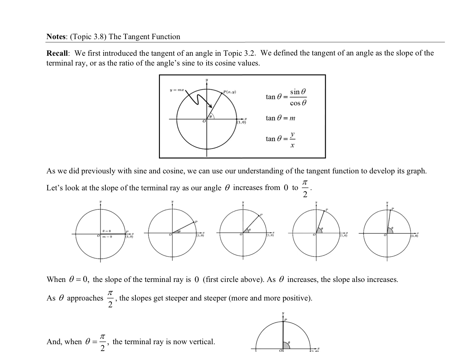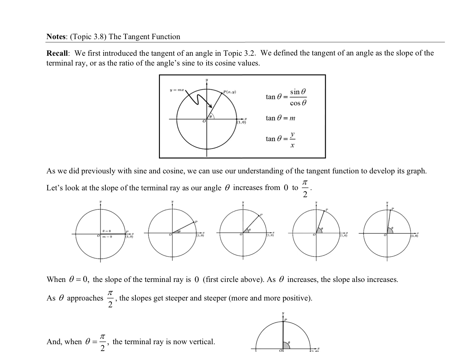Recall, we first introduced the tangent angle in topic 3.2. We defined the tangent of an angle as the slope of the terminal ray, or as the ratio of the angle's sine to cosine values. Sine, what do we think of? Y. Cosine, we think of what? X. What do we think with tangent? Y over X. Okay, so that's what we're going to be doing here.